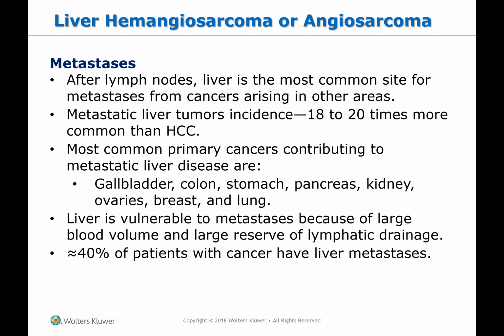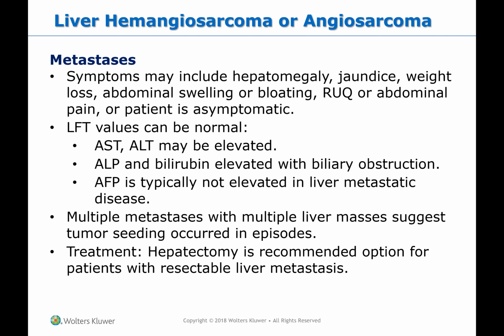And the liver is vulnerable to metastasis because of the large blood volume and large reserve of lymphatic drainage. So about 40% of patients with cancer have liver metastasis, which is kind of crazy. I really want to show you what it looks like too. Symptoms may include hepatomegaly, jaundice, weight loss, abdominal swelling, bloating, right upper quadrant pain, abdominal pain, or a patient is asymptomatic. LFT values can be normal.